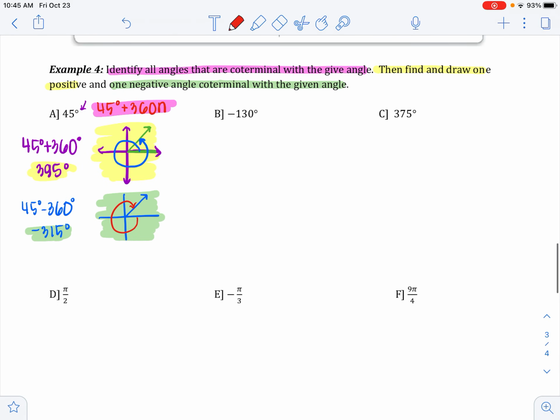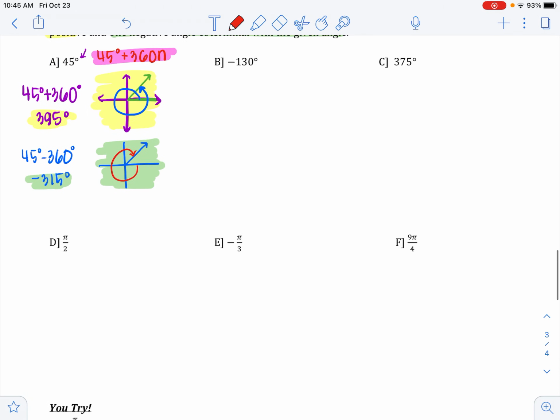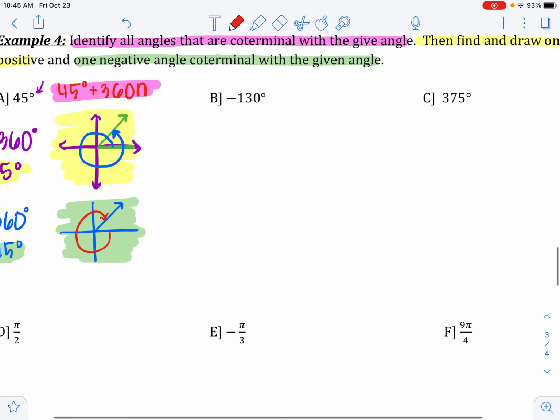Okay, so we'll try two more in degrees, and then we'll switch to radians, and then there's two for you to try on your own. I'll tell you the answers and show you what they look like so that you have practice on your own here. Okay, so let's start off with the any angle.